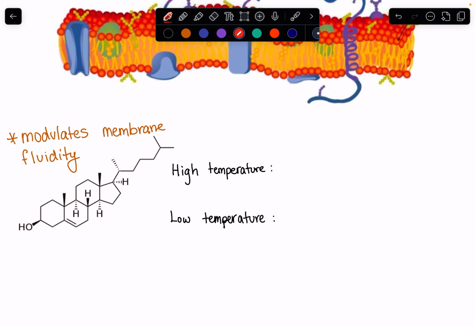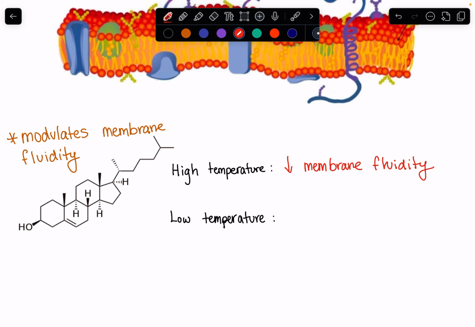What does that mean? Well, when the plasma membrane itself is in high temperatures, the cholesterol is going to decrease membrane fluidity. What does that mean? Well, it's going to stop being so flexible because if it gets too hot, we could open up a little bit too much and we can have components from the inside exiting the cell, and we don't want that.